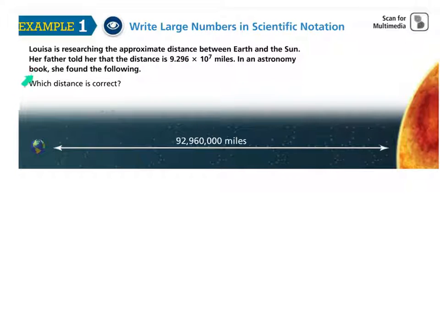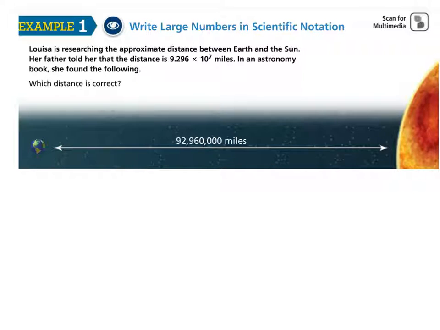In an astronomy book, she found this diagram that shows the Sun and the Earth being 92,960,000 miles. And the question is, which of these numbers is the correct estimate or the correct measurement of the distance? And as it turns out, this situation is a little bit more complicated because the distance between the Earth and the Sun does change somewhat during the course of the full orbit of a year, but this is the figure that's accepted as a normal number to use as a standard.